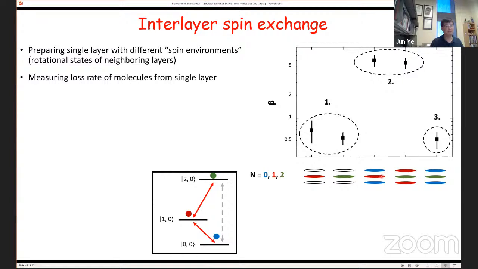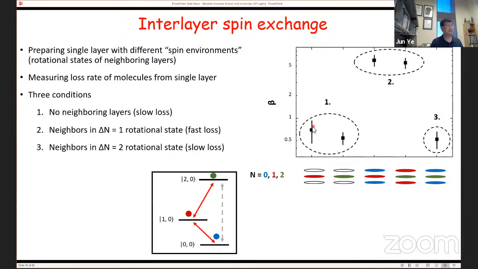I probably shouldn't be using blue-red states as an analogy. Again, that's not completely appropriate. But nevertheless, you can see the reason why, when you have this spin exchange happening, because the S-wave collisional loss is fairly large, it leads to a large loss rate. And this is what we observe.